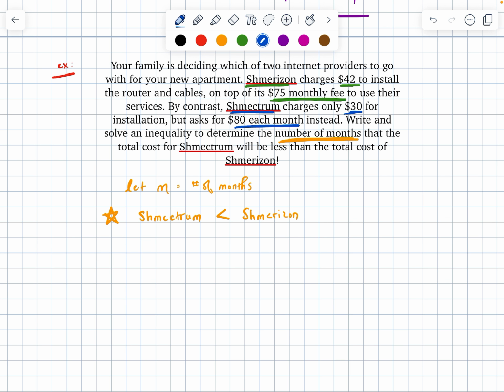So obviously we can see here, at the beginning, Schmectrum is going to be a better deal because it costs me less for the installation. But that extra difference in cost each month is eventually going to add up. So what is the total cost going to be represented by for each one? Well, there are two parts to it, right? Schmectrum has both the installation and the monthly fee. Same thing for Schmerizon. Take a minute, pause the video. If I want to build an inequality that's comprised of both the installation and the monthly fee, how would I represent that in symbols?